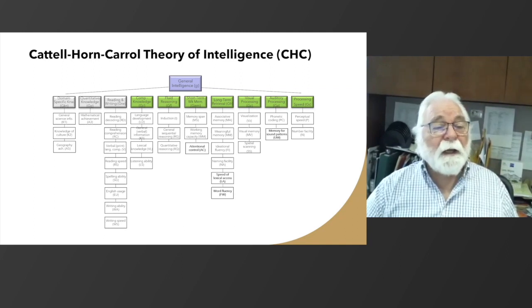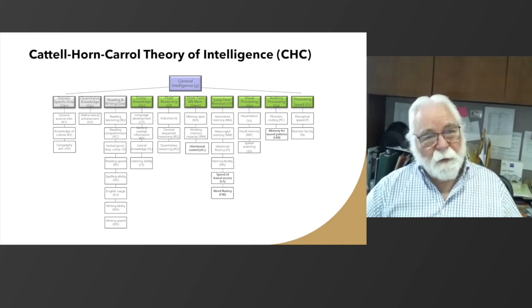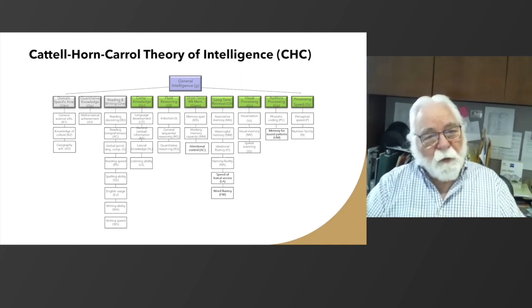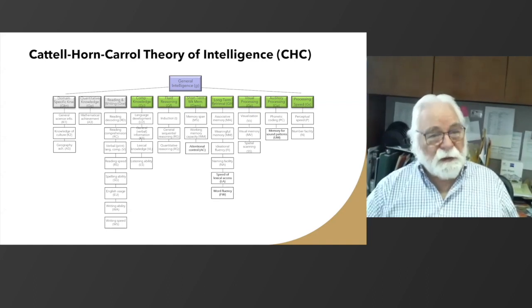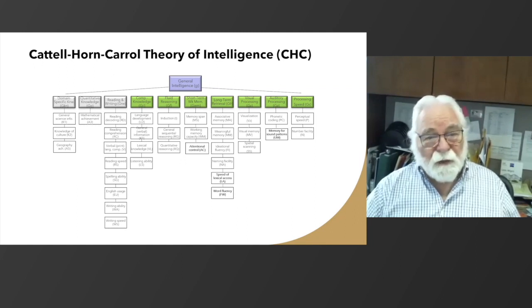Now, we also know that each one of these green areas has an influence on our academic achievement. And that's one of the reasons why we're so interested in the cognitive piece. So for our students, we want to find out, are there any relative strengths or significant strengths in any of these areas, or any significant challenges that are getting in the way of other things?